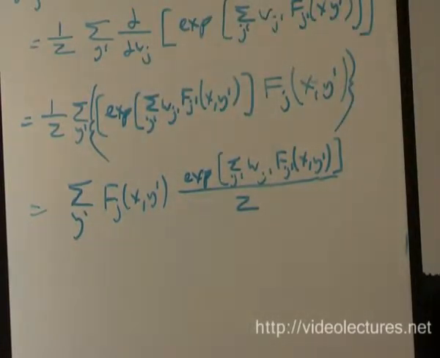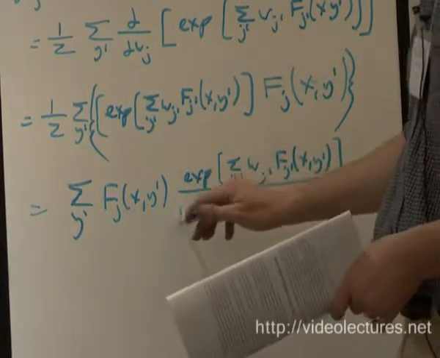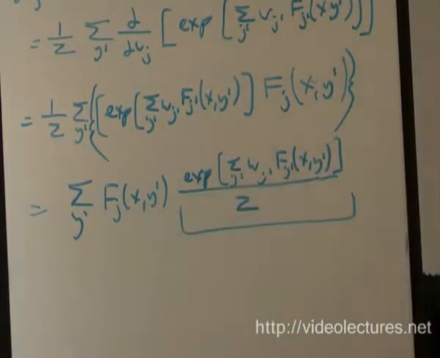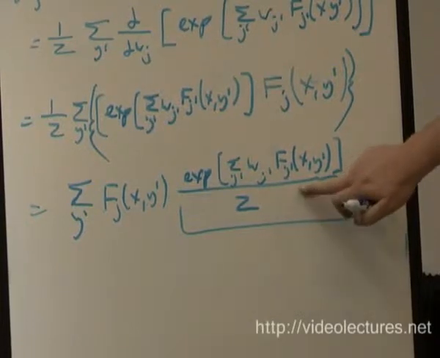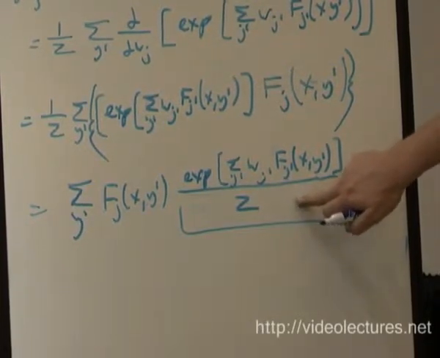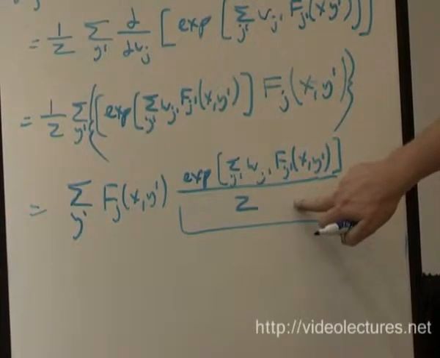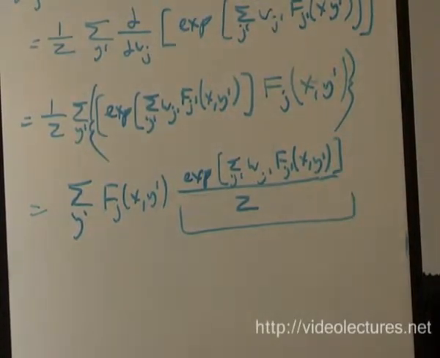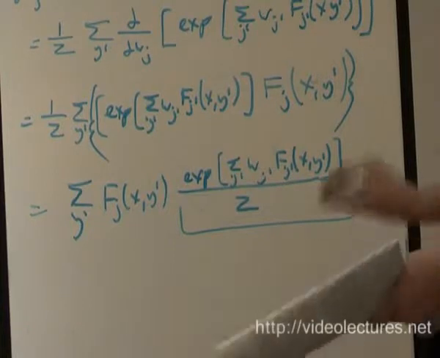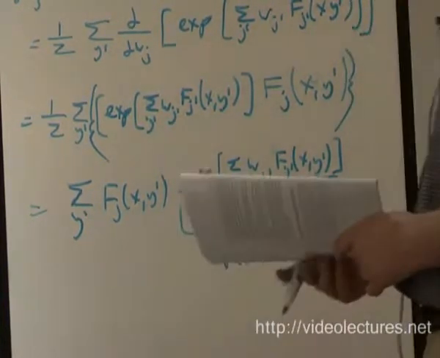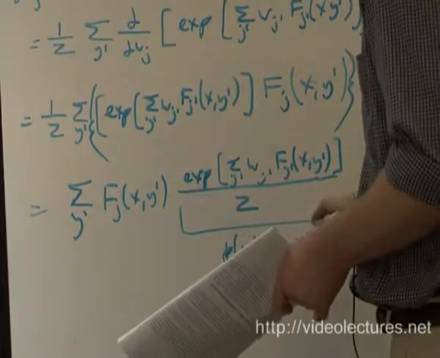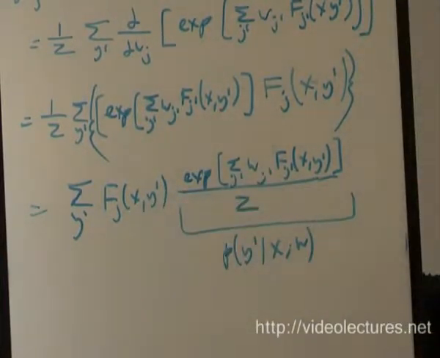And now comes the interesting part. So I can recognize this as being something well known. What is this? Something we've seen. It's p of y prime given x. It's p of y prime given x. And also w. But the w is not important now.